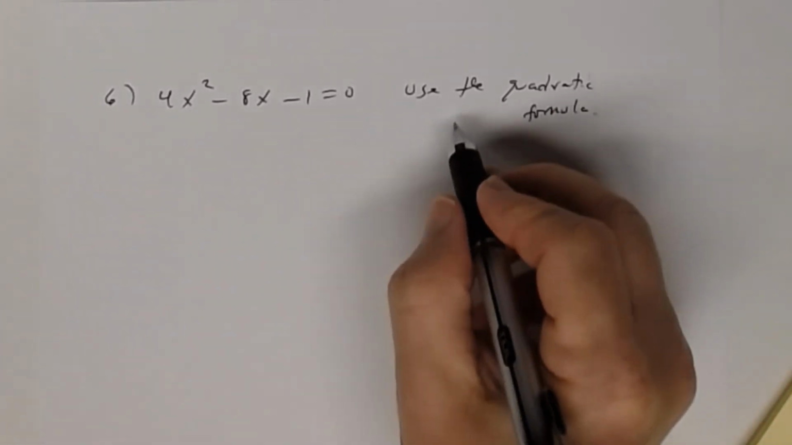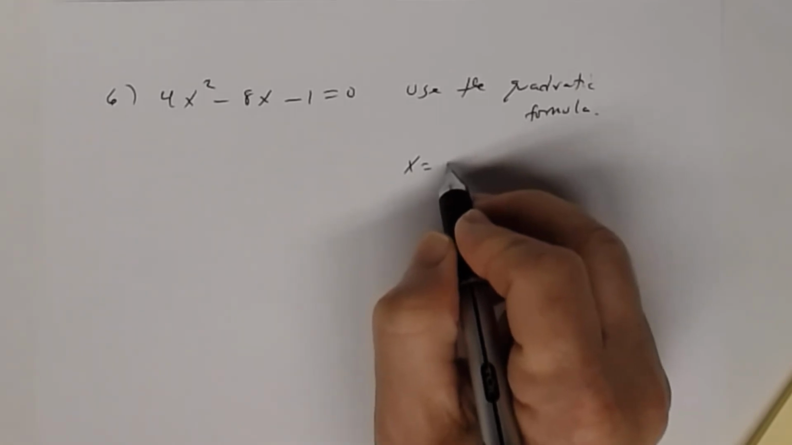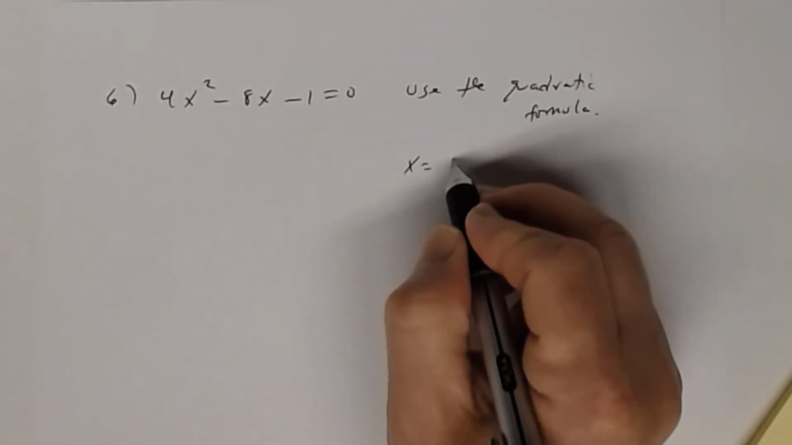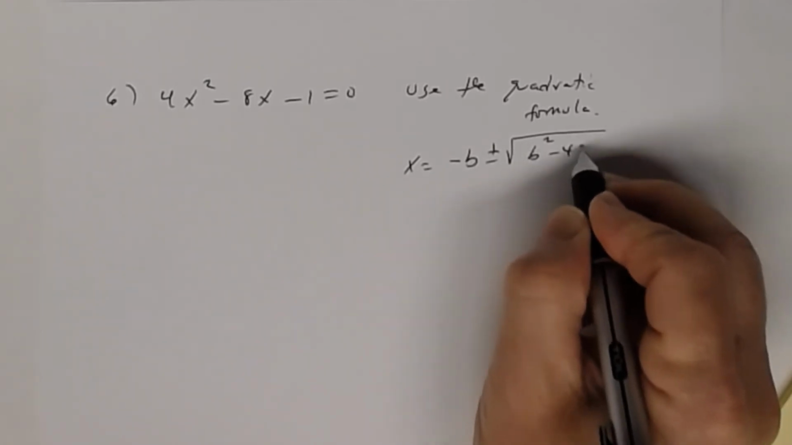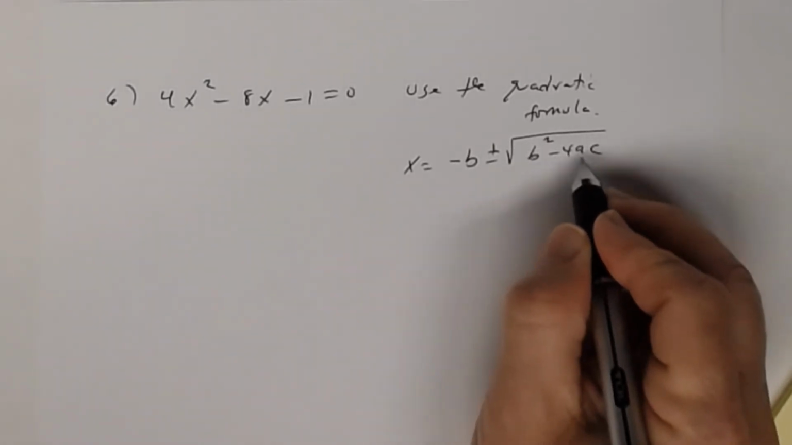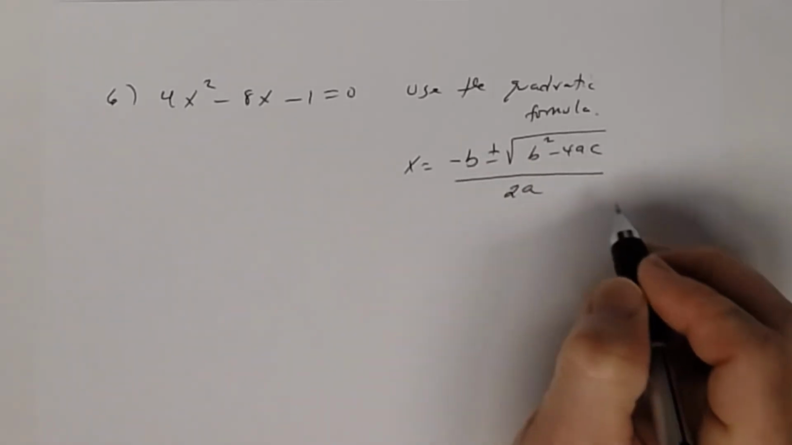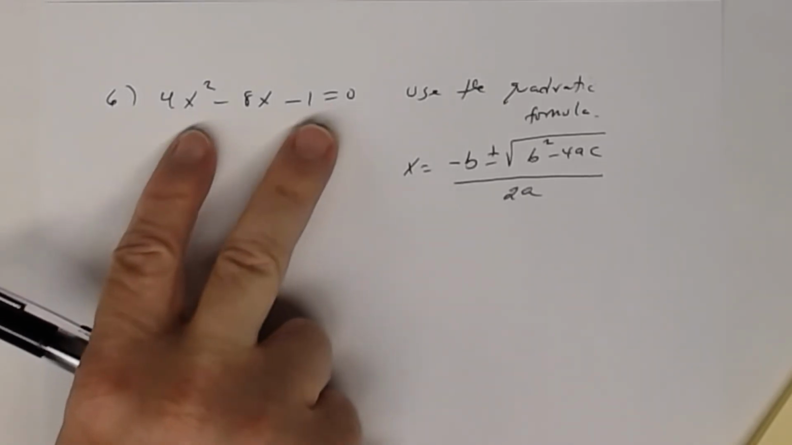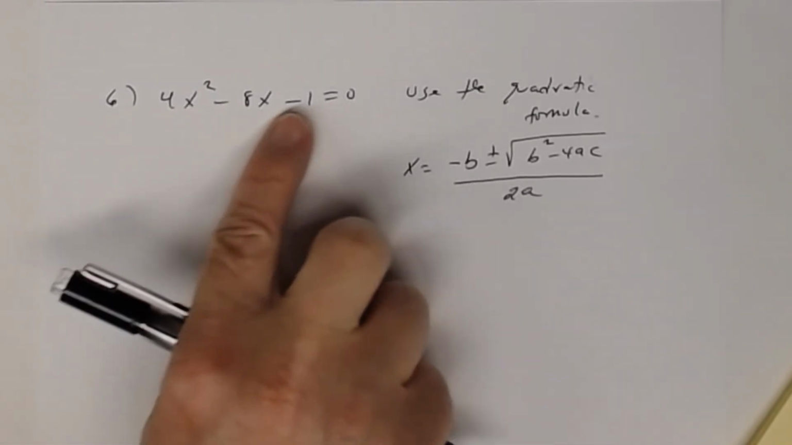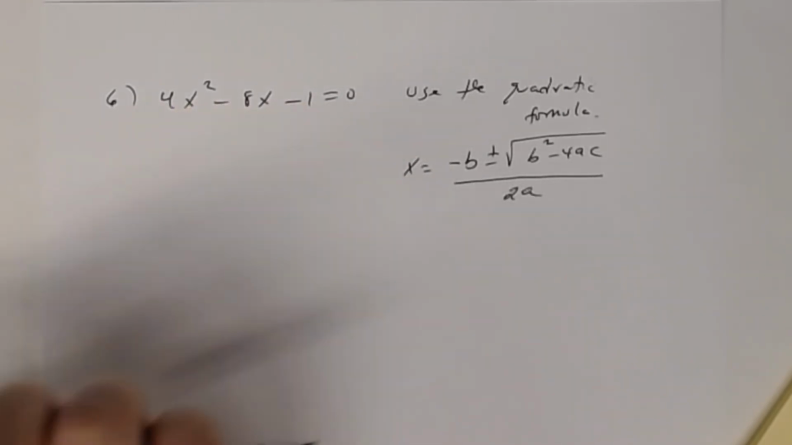So remember the quadratic formula when solving a quadratic equation is this. You get x equals the opposite of b plus or minus the square root of b squared minus 4ac. And remember, b squared minus 4ac is called the discriminant, divided by 2 times a. So there's the quadratic formula. Basically, all you're going to do is first of all make sure this is in standard form, which it is. You have 0 on the other side, and it is in descending order. So this is already in standard form.